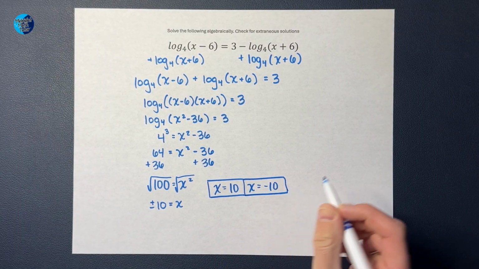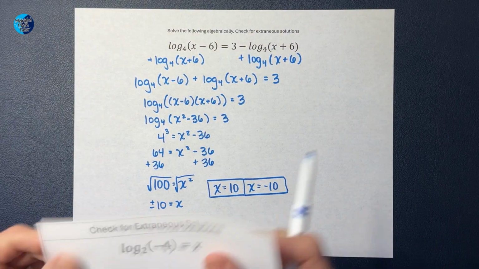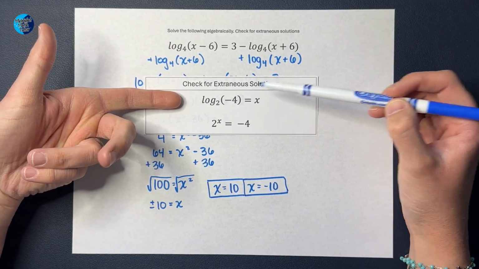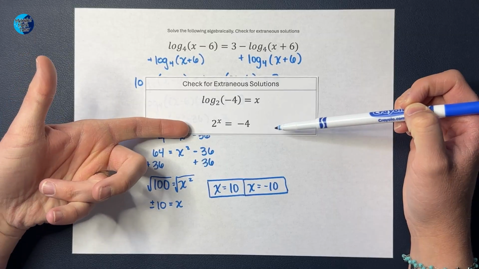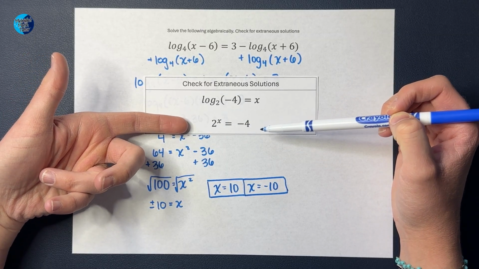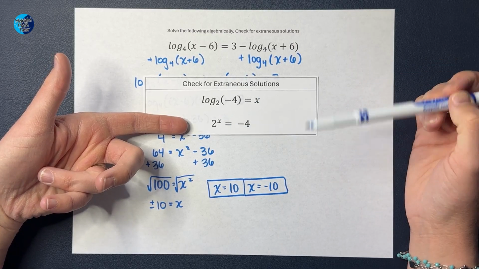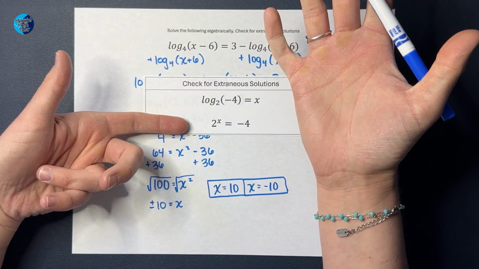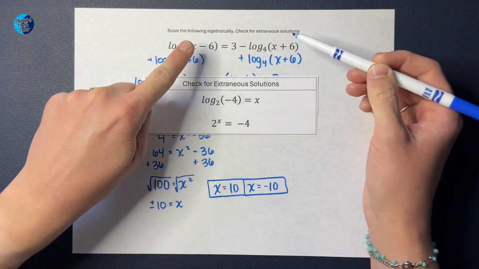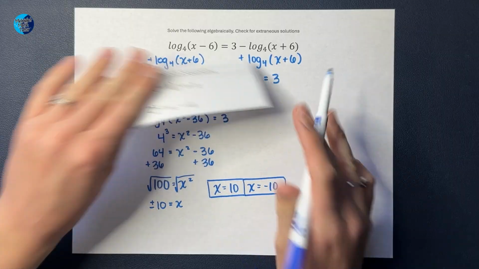Almost done, but we need to check for extraneous solutions. So, a super quick review on what this is. If I have log base 2 of negative 4 equals x, and I convert that to exponential form, I'll have 2 to the power of x equals negative 4. Now you might see the problem here. There's no number I can plug in for x that will get me a negative 4 or any negative number. So I have to make sure that when I plug my answers in, it doesn't put a negative inside my parentheses. So let's go ahead and check.